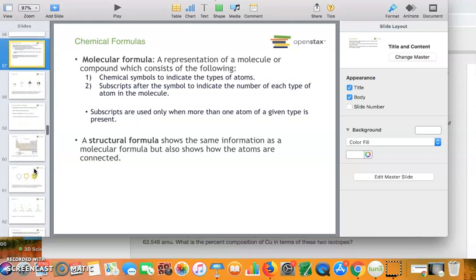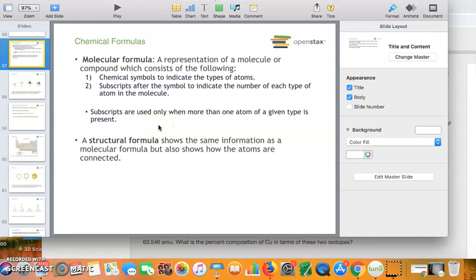Okay, so first we're going to talk about molecular formulas. The molecular formula is pretty much what you're going to be looking at mostly this semester. So it represents a molecule or a compound that consists of the following chemical symbols that indicate the types of atoms, and the subscripts, of course, tell you how many atoms there are for each type of element. So subscripts are used only when more than one atom of a given type is present. That means that if it doesn't have a subscript, it's assumed to be 1.